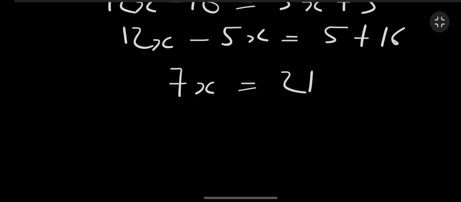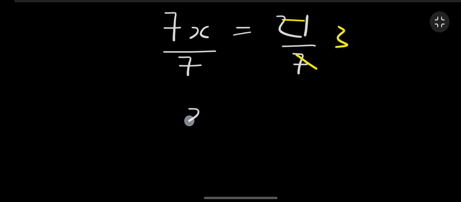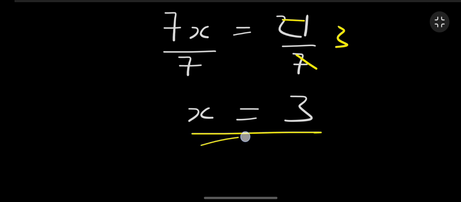So in order to make x the subject of the formula, we're going to divide all of the sides by 7. So 7 into 21, that is going to be 3. So the value of x is going to be 3. So this is now our final answer.